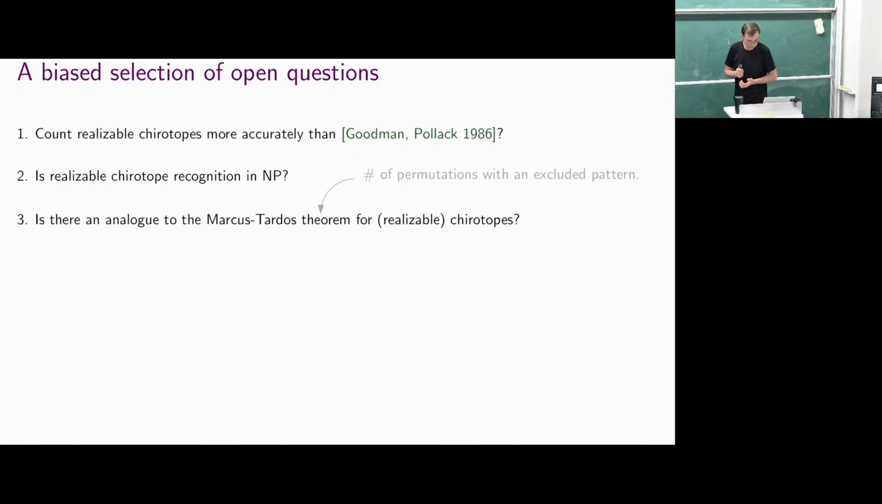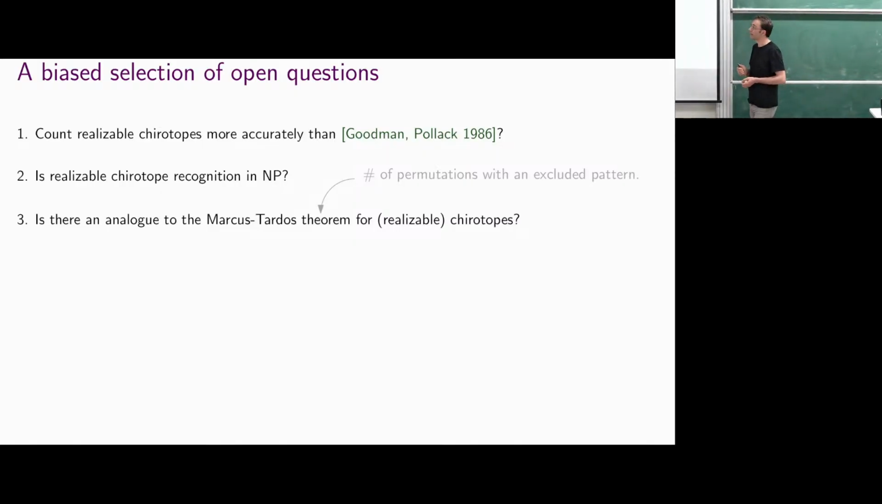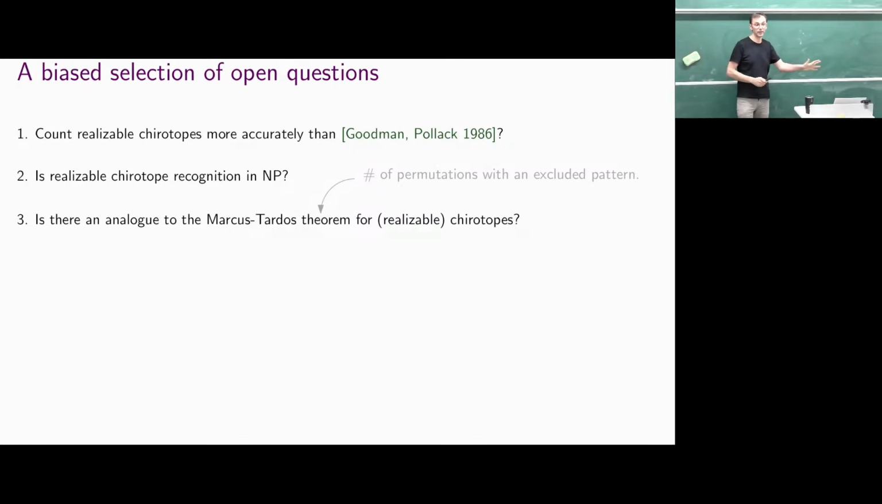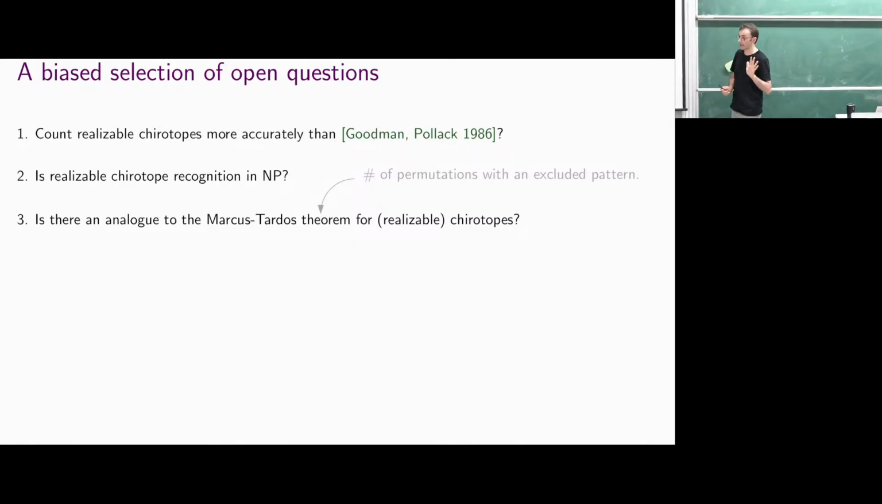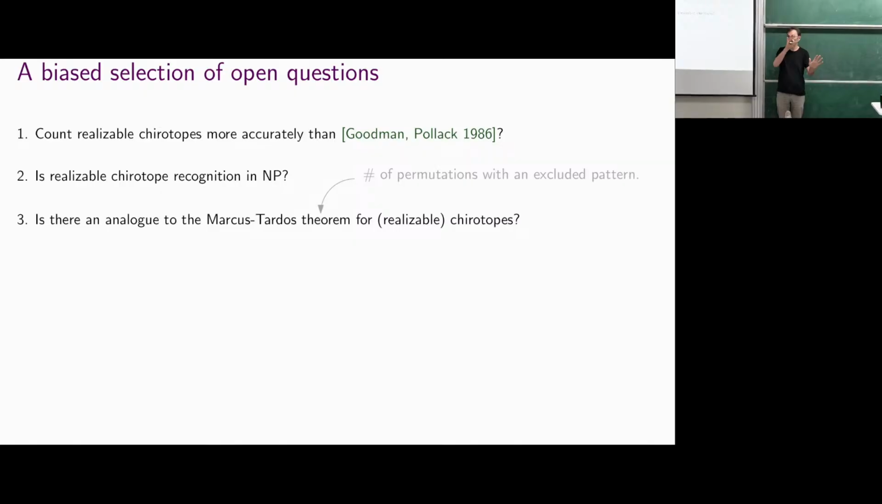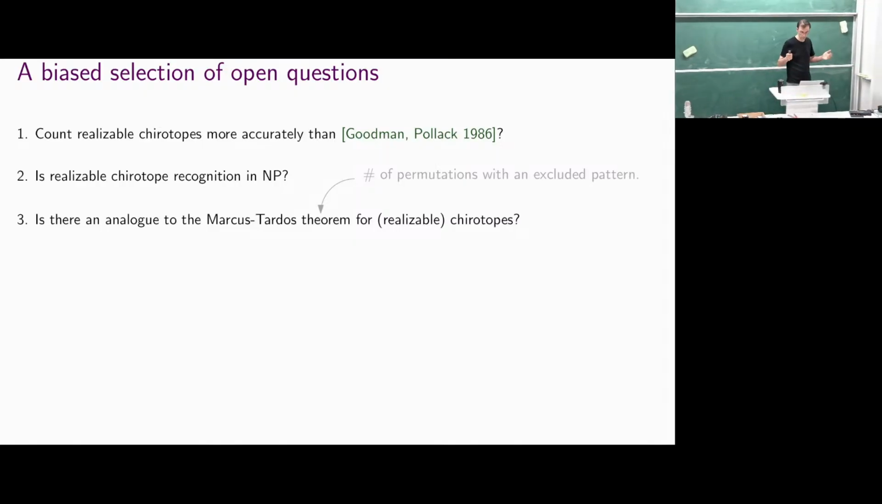Are they in NP? Is there an analog to the Marcus-Tardos theorem? This comes from permutation patterns. You fix a pattern and you forbid it in permutations. There was a conjecture by Stanley and Wilf that this should kill most of them, and that was proven by Marcus and Tardos. We could do the same here. You fix a small chirotope, and you look at how many chirotopes do not contain it, in the sense that deleting points would give you something isomorphic to it. It's open.